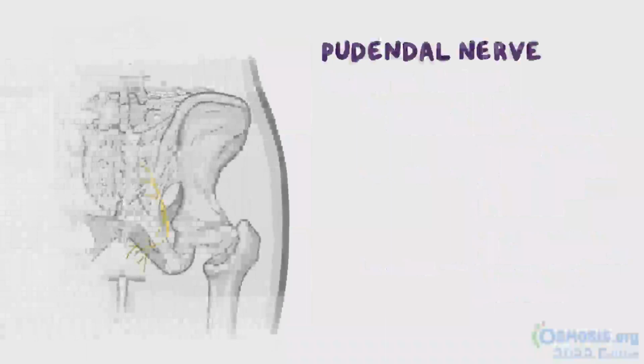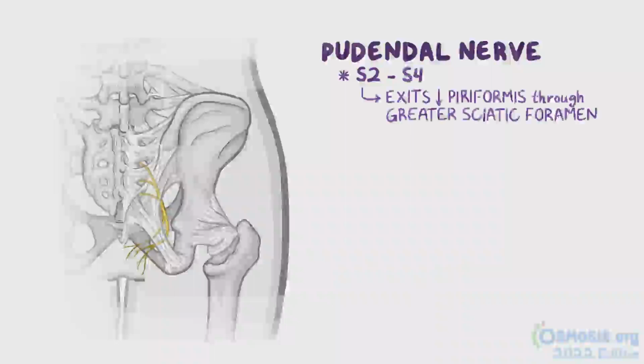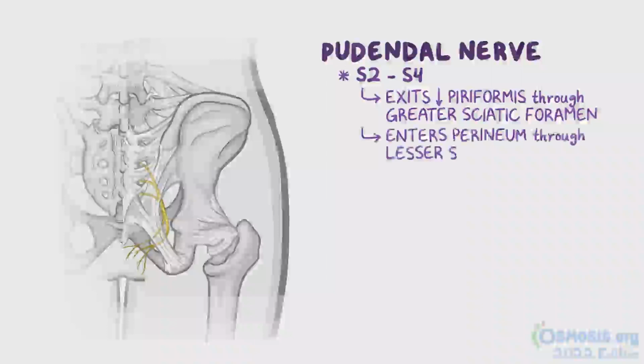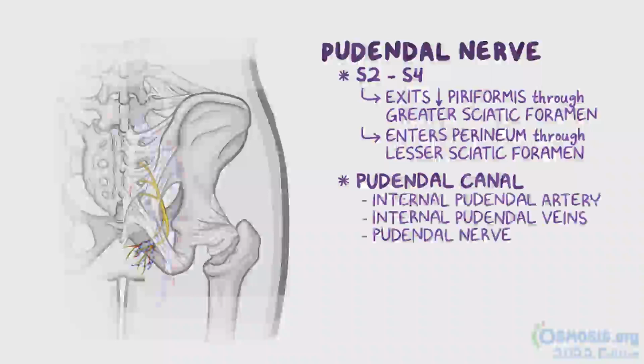Now, medial to the sciatic nerve, there's the pudendal nerve, which originates from the S2 to S4 nerve roots and is the most medial structure to exit the pelvis through the greater sciatic foramen. It descends inferior to the piriformis, posterolateral to the sacrospinous ligament, and enters the perineum through the lesser sciatic foramen. It travels through the pudendal canal, an anatomical structure in the pelvis through which the internal pudendal artery, internal pudendal vein, and pudendal nerve pass.